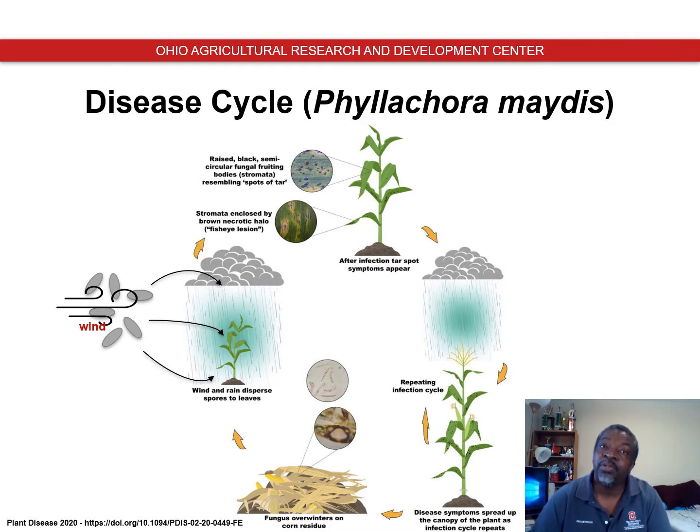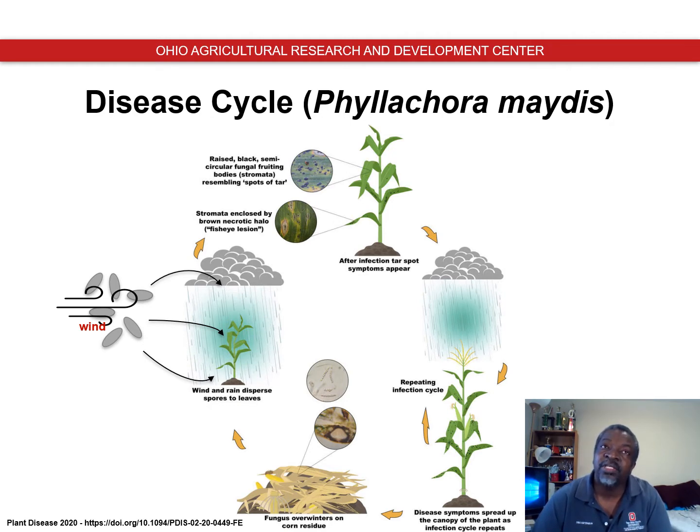Even though spores are produced in residue and can be splashed to the leaves, spores can also be blown in from neighboring fields. We had a lot of tar spot in neighboring counties, neighboring states, and within Ohio, and these spores can blow in from one state to the next, from one county to the next, and from one field to the next. And that's why we still saw tar spot in fields that had low crop residue, or fields without crop residue, or even fields that were rotated, that were not corn after corn.